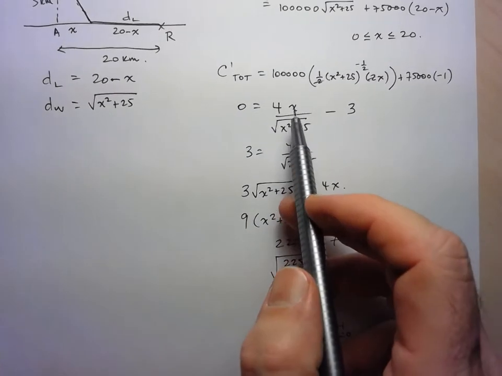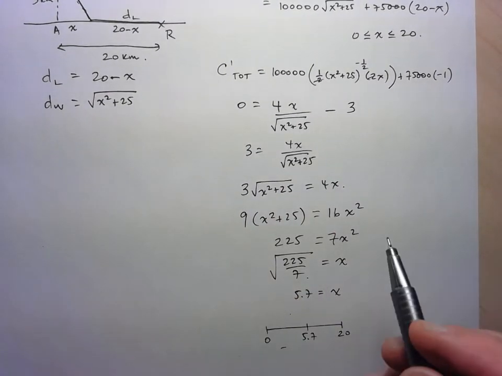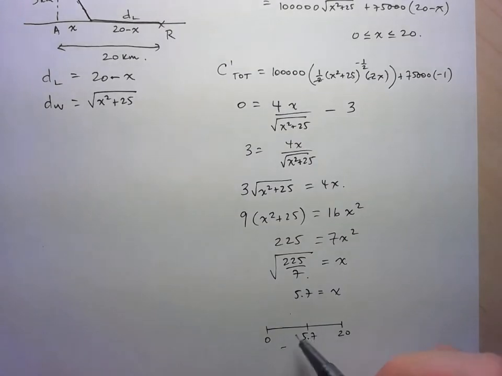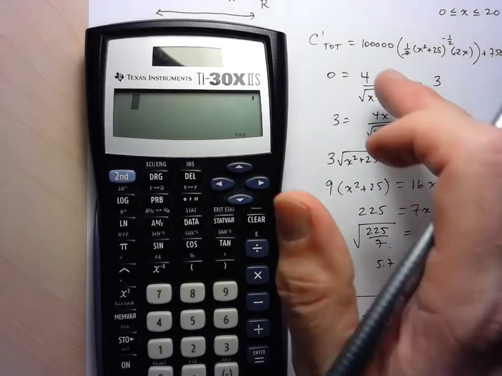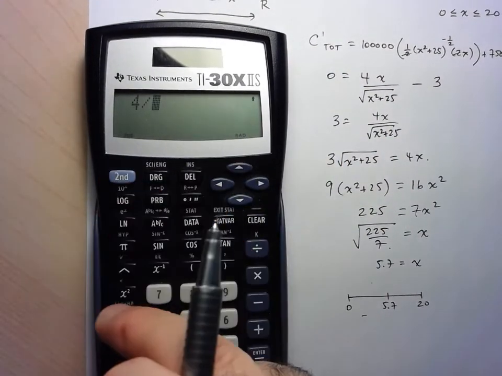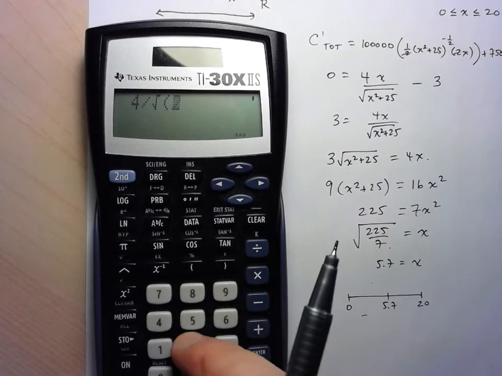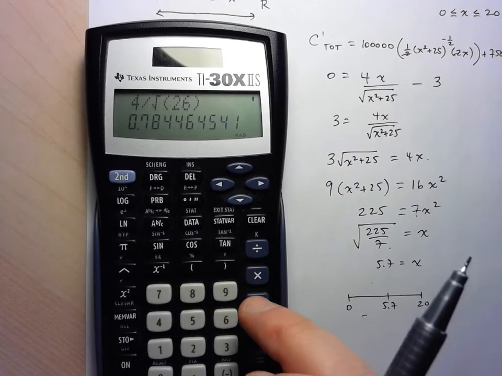Okay, so I'll use this as the derivative, simplified here. So I'll put in x equals 1. So what do we have here? So we have 4 times 1, so we have 4 divided by the square root of 1 plus 25 is 26. Okay, and then minus 3.